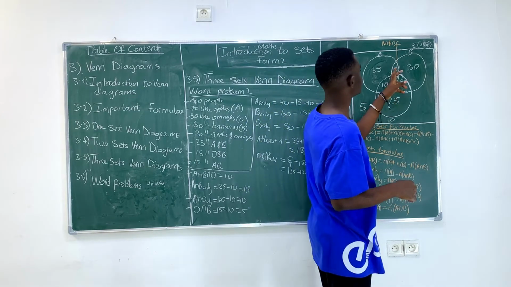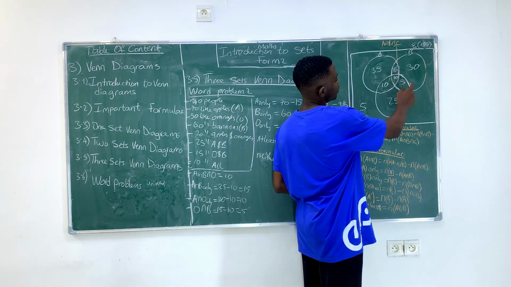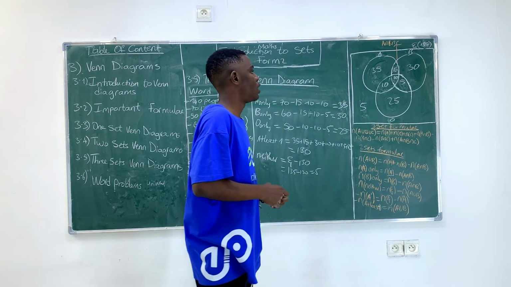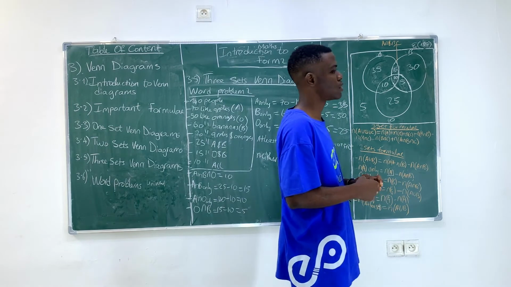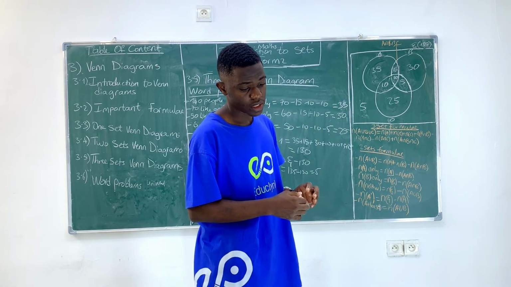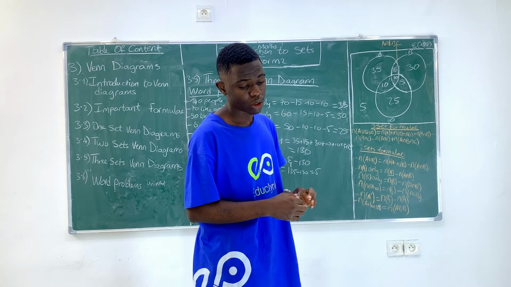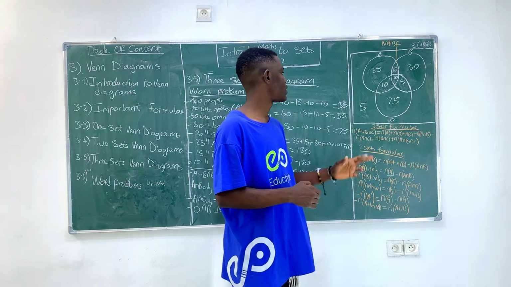So this is 2 fruits, 2 fruits, 2 fruits. So 10 plus 15 plus 5. What is 10 plus 15? It is 25, plus 5 is 30. So you say the answer is 30. Now, the C part says, how many like none of these fruits? 5, because 5 is outside.